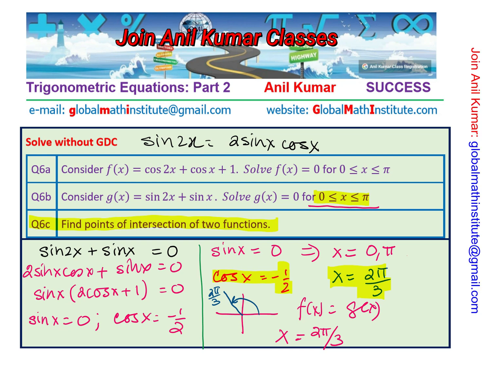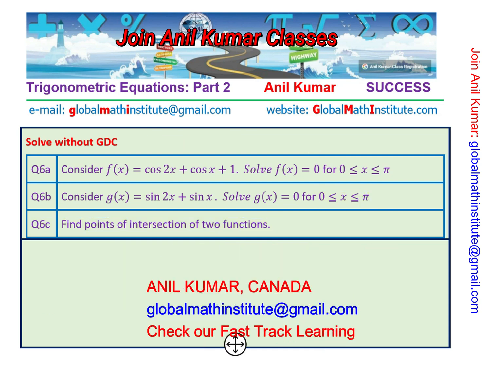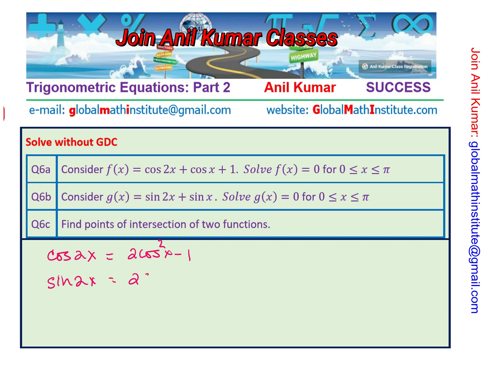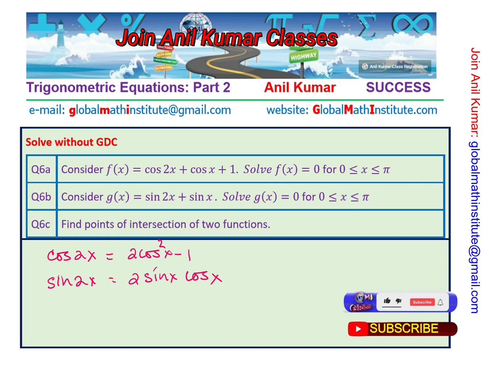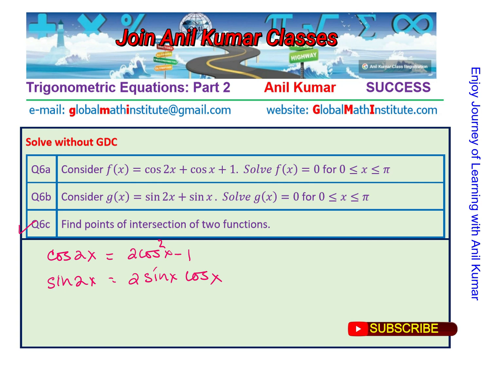So basically, what we did here was, as we can recall, the important thing to remember is the formulas. We know cos 2x can be written as 2 cos square x minus 1. Sin 2x was written as 2 sin x cos x. And after factoring, we found that both are true for cos x equals minus half, which gave 2 pi by 3. Perfect. So that is how we are going to solve it.